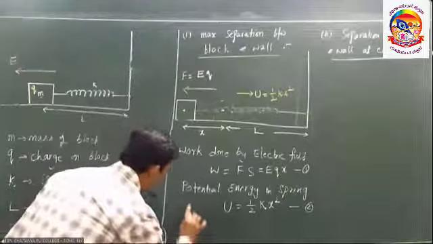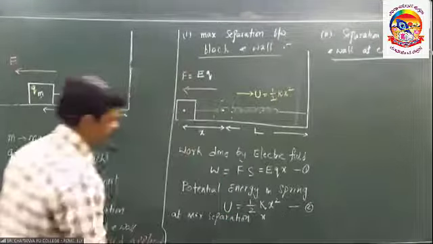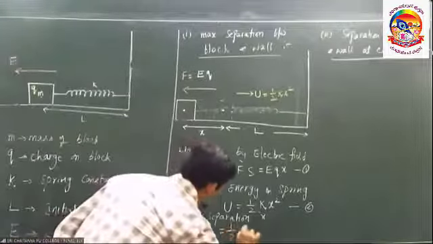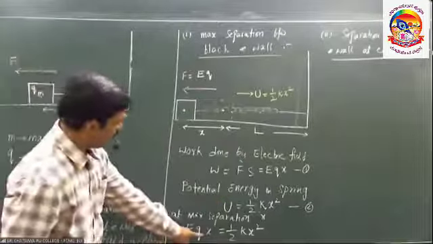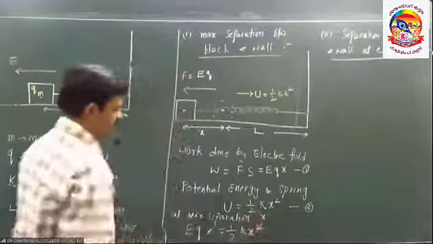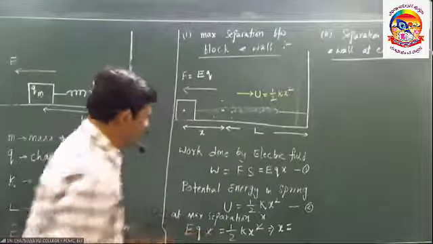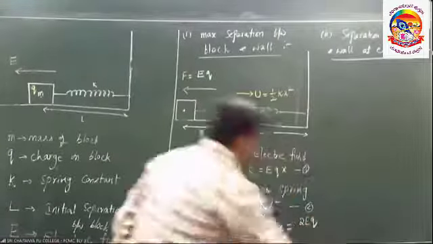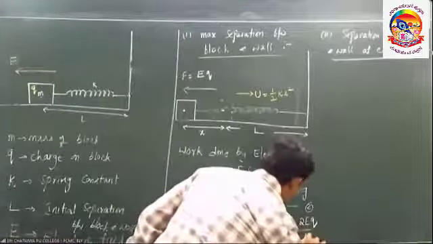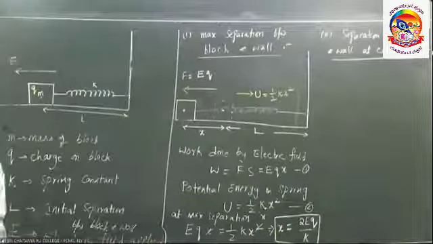From 1 and 2, at maximum separation, EQx is equal to half kx square. Work done is equal to potential energy. One x gets cancelled. From this, what is x? Maximum separation x is equal to 2EQ by K. This is the maximum separation, right?